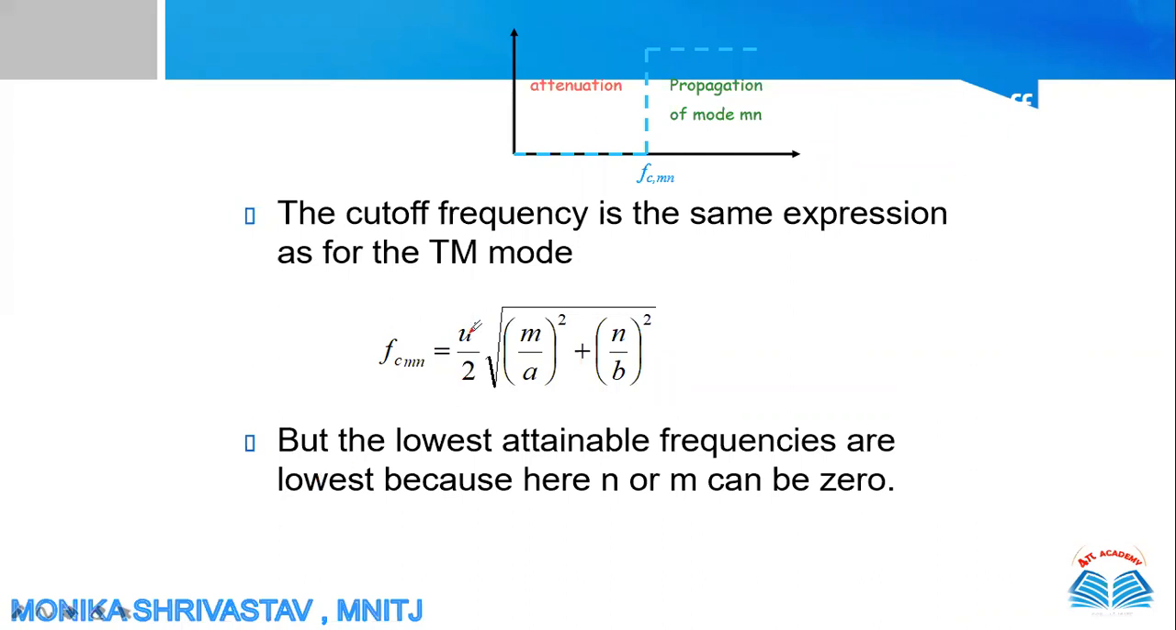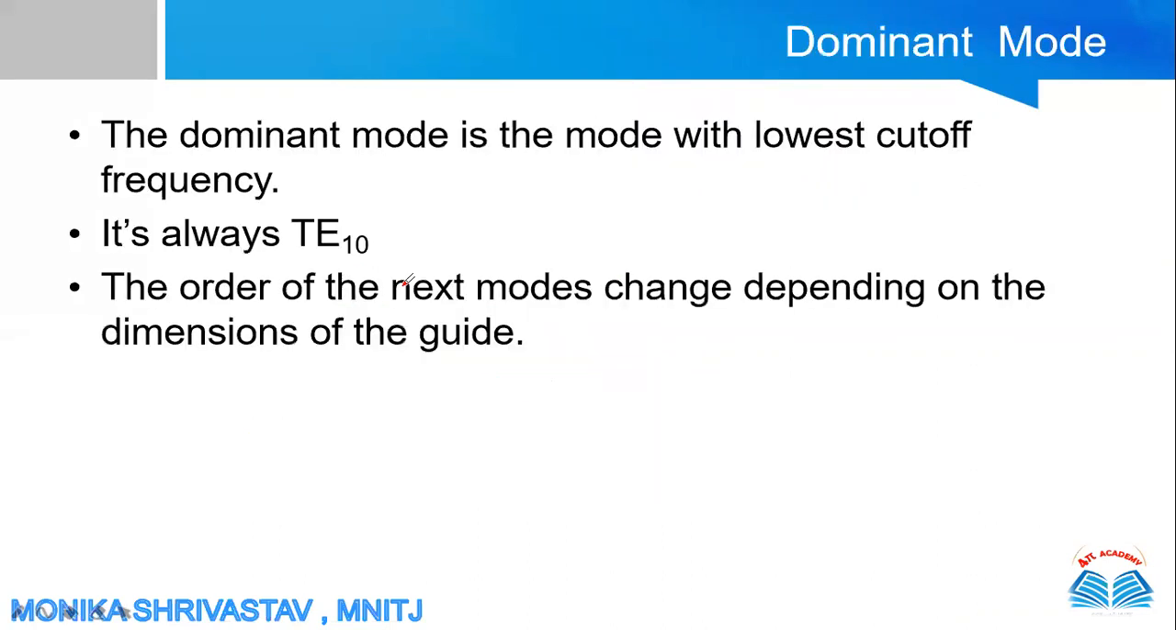Okay, the cutoff frequency will be the same as it was for transverse magnetic mode. Okay, the dominant mode. What is the dominant mode? Basically, the dominant mode is the mode which has the lowest cutoff frequency. So for transverse electric, TE10 is the dominant mode.